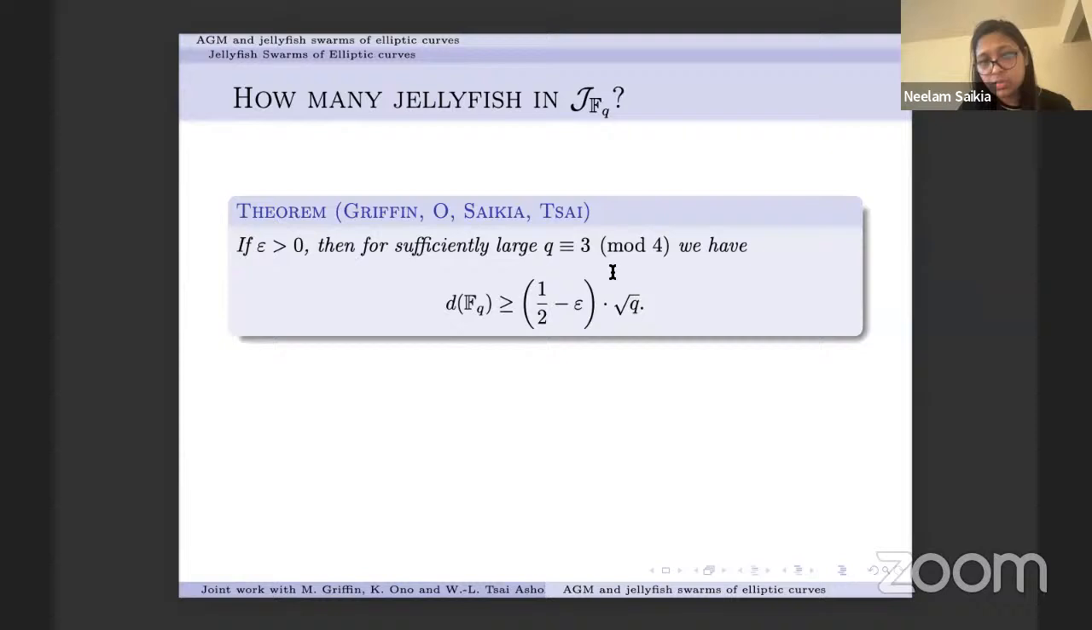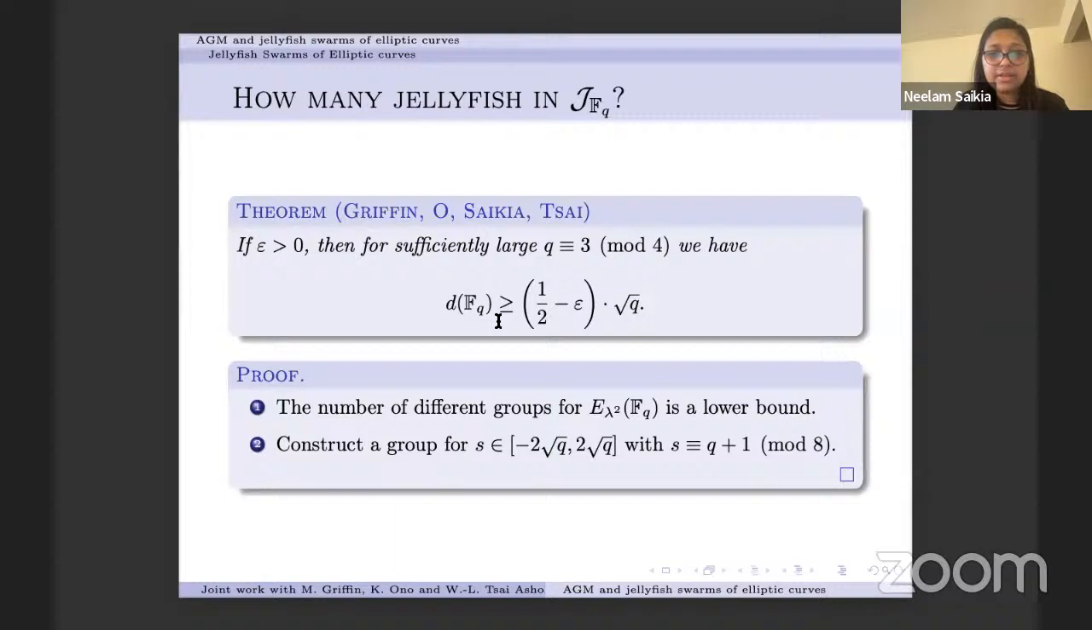The proof involves these two facts. It mainly depends on counting different groups for E lambda squared, and we have to note, by the theorem of Hasse, that the trace of an elliptic curve lies in this interval, and it divides the group because we have E lambda squared every time. Therefore, it divides the number of groups.